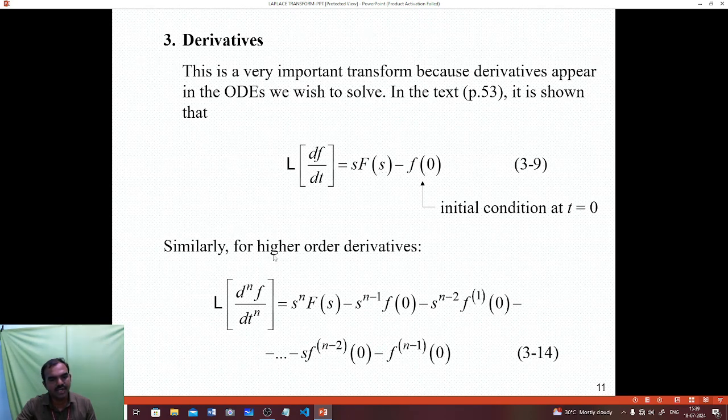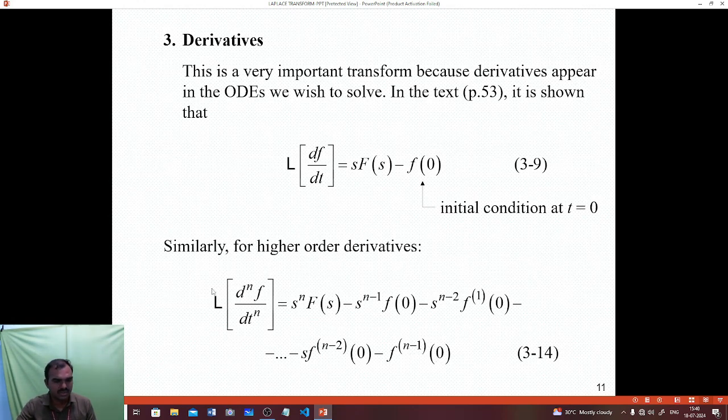Similarly for higher order derivatives, suppose I take d power n f by dt power n. So L of d power n f by dt power n equals s power n f of s minus s power n minus 1 f of 0, minus s power n minus 2 f power 1 of 0, and so on, minus s f power n minus 2 of 0, then minus f power n minus 1 of 0.